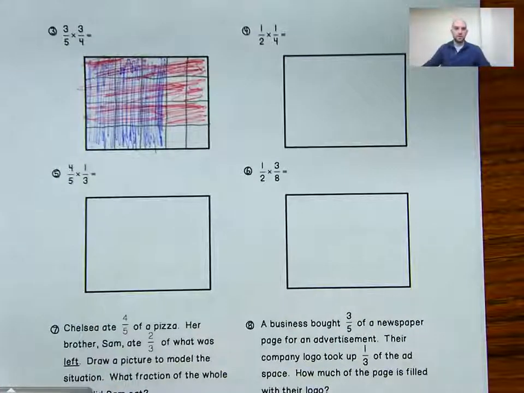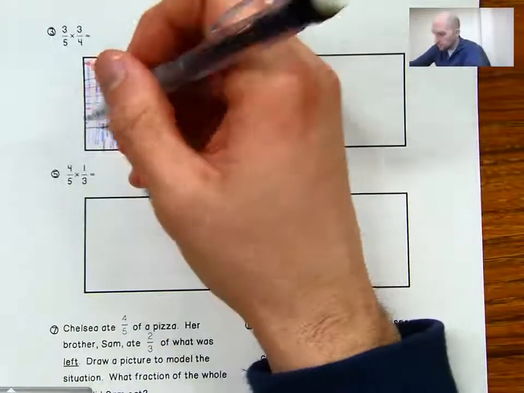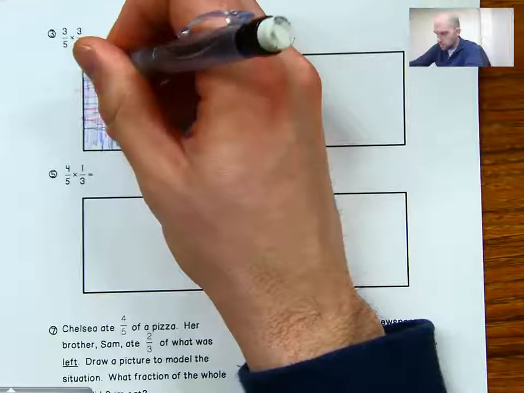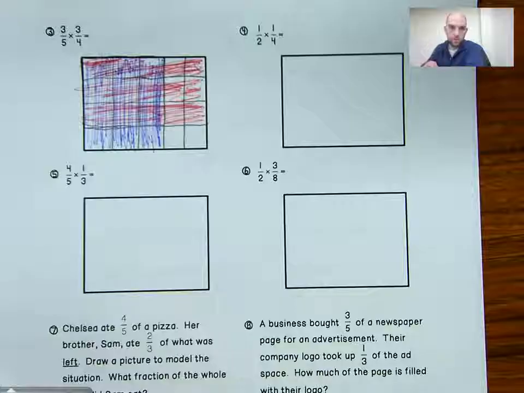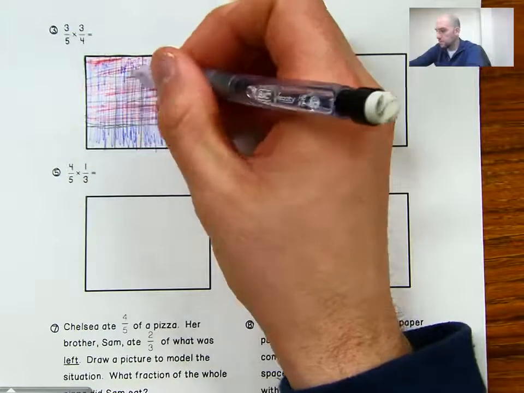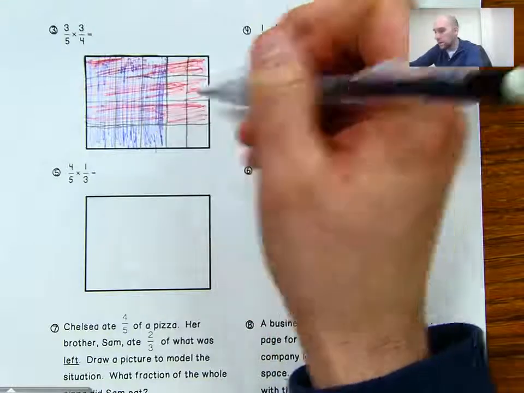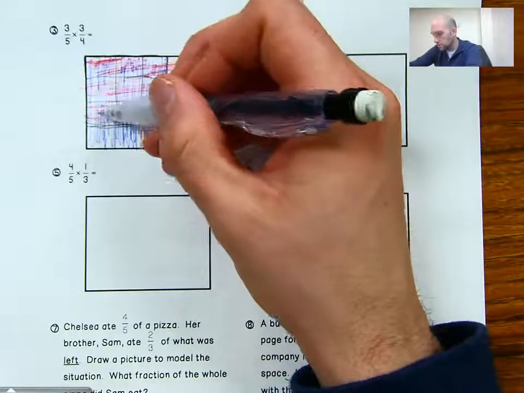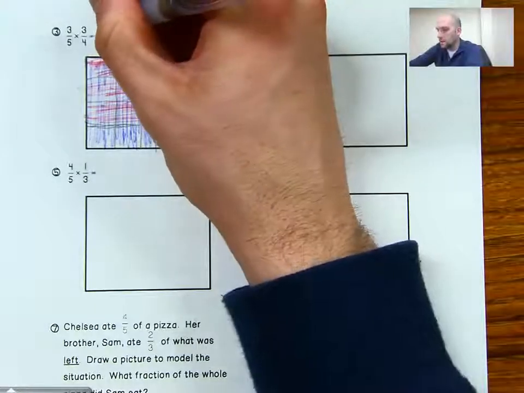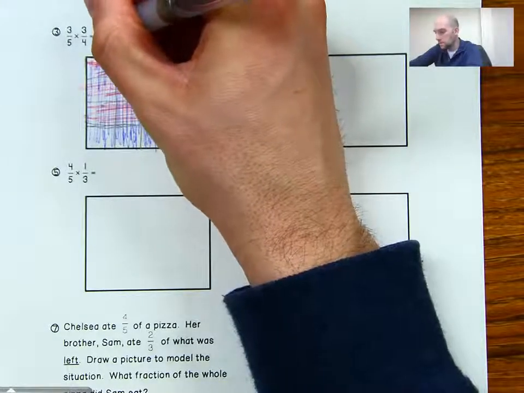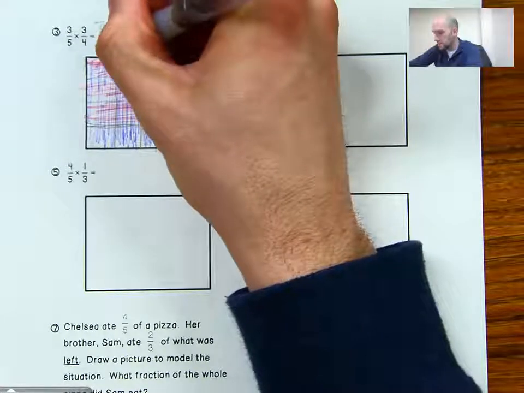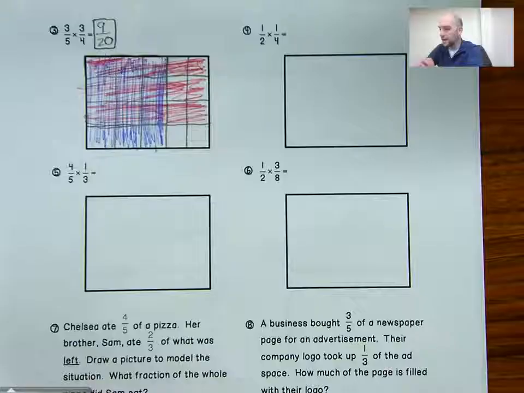And as you see, we have this section right here where we have shaded red and blue. We have 1, 2, 3, 4, 5, 6, 7, 8, 9 squares shaded out of 1, 2, 3, 4 times 5 is 20, so we're going to end up with 9 20ths. And we're not going to be able to simplify that. 9 20ths will be our final answer.